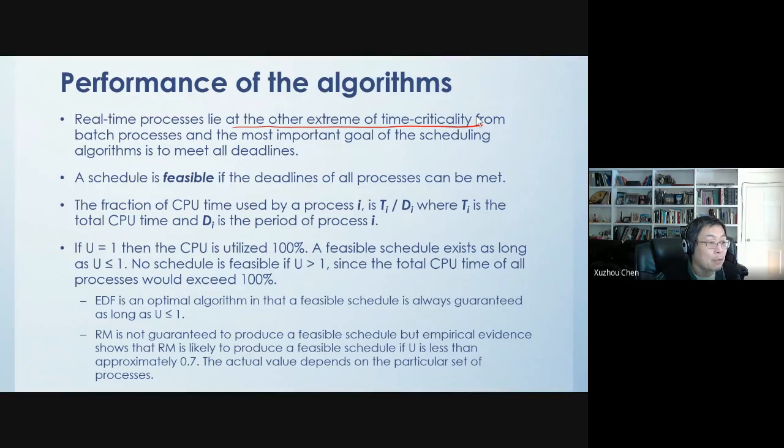So the most important goal of the scheduling algorithm is to meet all deadlines. Make sure no process misses the deadline. Once you define the time period, each actual CPU burst has to be completed before the end of the time period. If you miss the time period, at least for this piece that is finished, this piece is not really going to work.